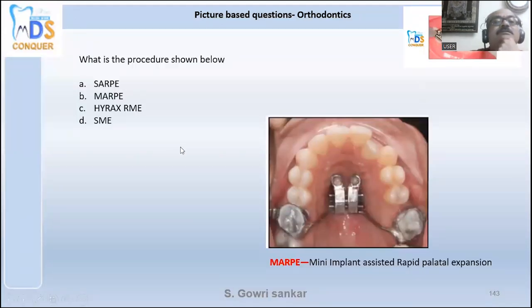What is this appliance? What is the procedure shown below? SARPE, MARPE, Hyrax, RME, or SME? Stop answering, feeling hungry.